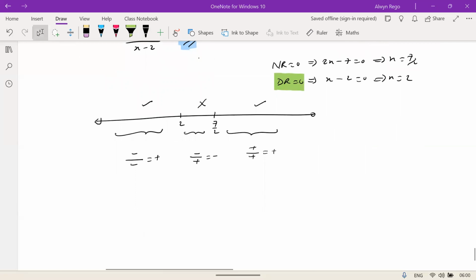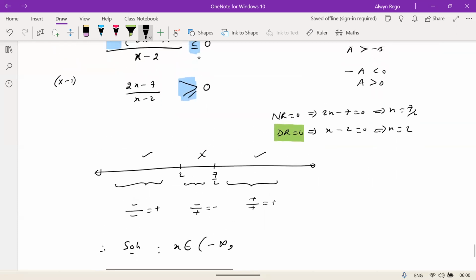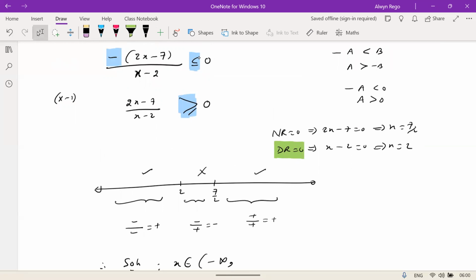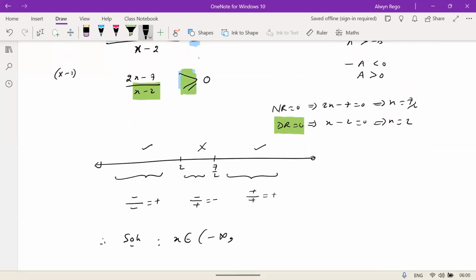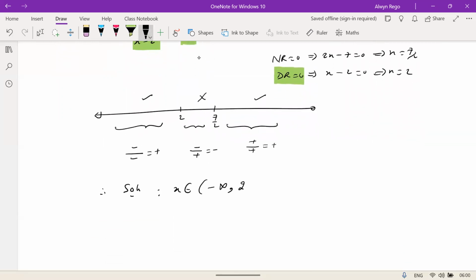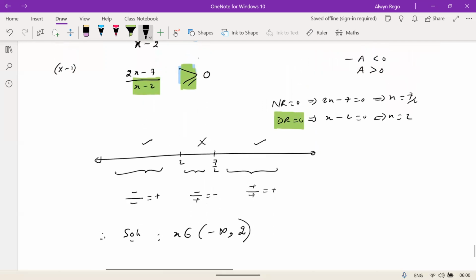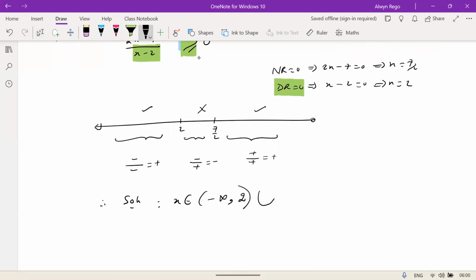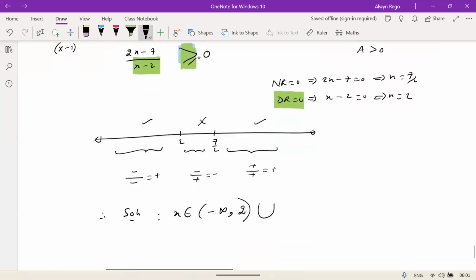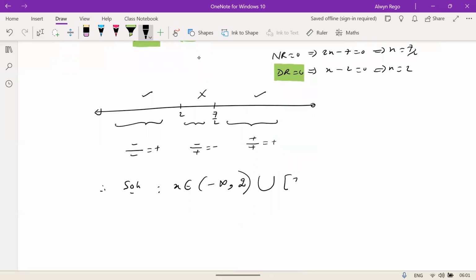So my solutions exist. My solutions are x belongs to negative infinity, it's always open at infinity or negative infinity, to 2. I'm a little scared of the denominator here. Though it is more than or equal to, I don't make the mistake of writing it closed. I'll write a 2 there, but I'll write open because 2 cannot be included in the solution. Or we have 7 by 2, closed, 7 by 2 to infinity. So this is the place where you find solutions.